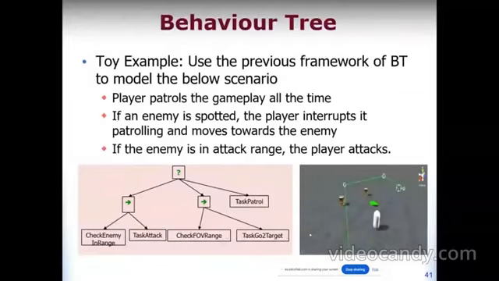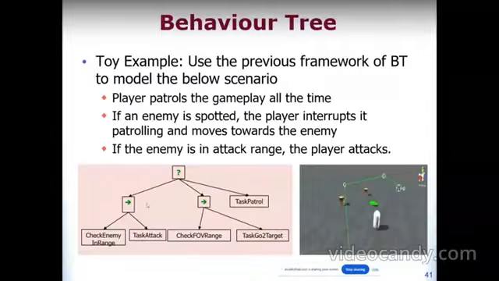Okay, so here's a toy example. Use the previous framework to model the below scenario. The agent is patrolling the gameplay. If an enemy is spotted, the agent interrupts its patrolling and moves toward the enemy, let's say, to hunt him. If the enemy is in attack range, the agent attacks. So this is a one-goal scenario where he is either attacking or he is patrolling.